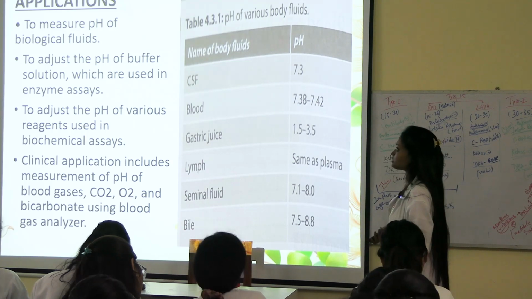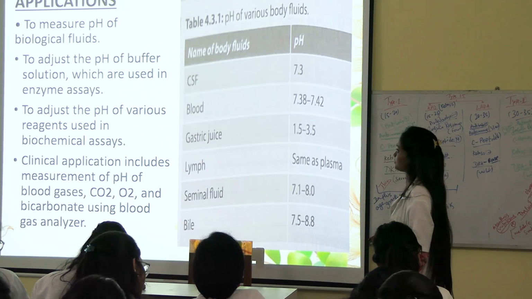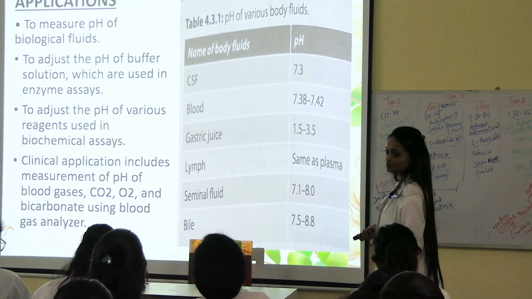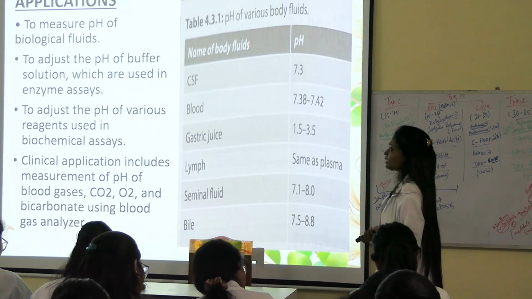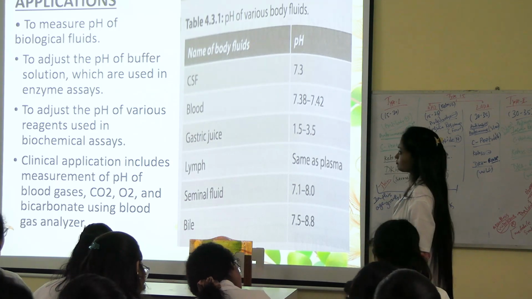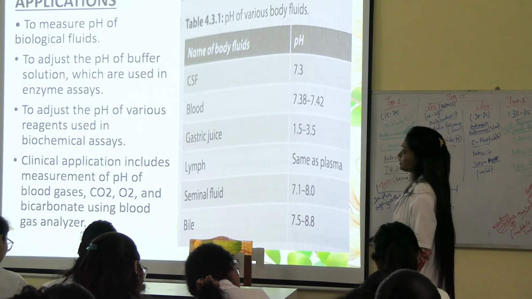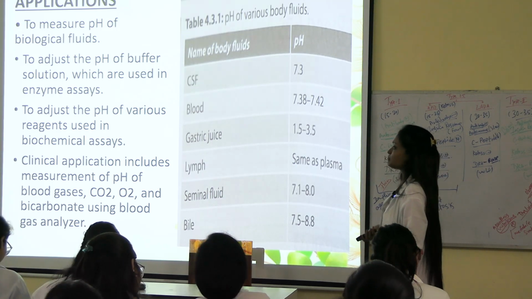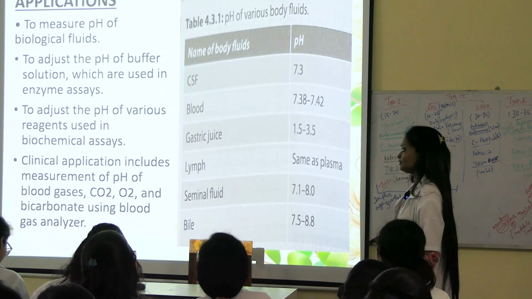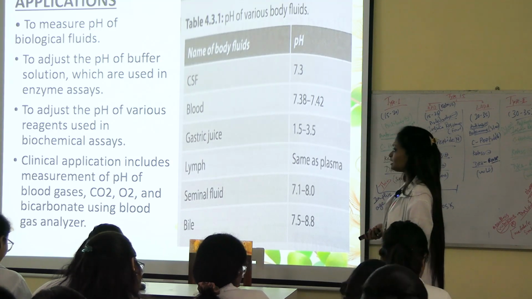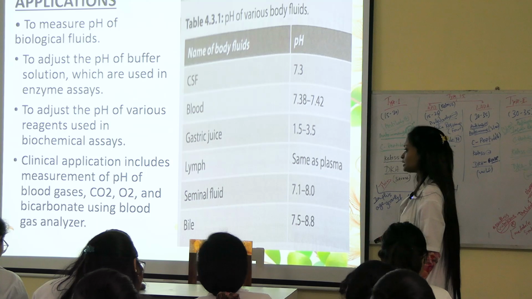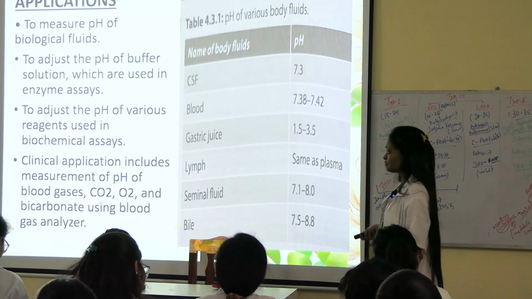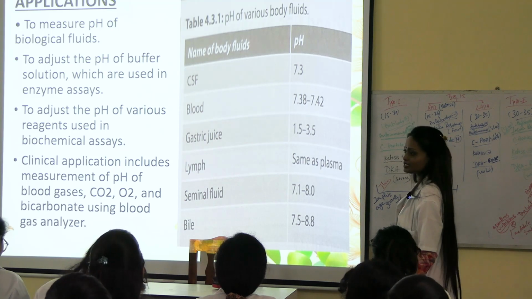So, to measure the pH of biological fluids is the first point. The second point is to adjust the pH of buffer solutions which are used in enzyme assays. Next is to adjust the pH of various reagents used in biochemical assays. And fourth is clinical application, which includes measurement of pH of blood gases, carbon dioxide, oxygen and bicarbonate using a blood gas analyzer.